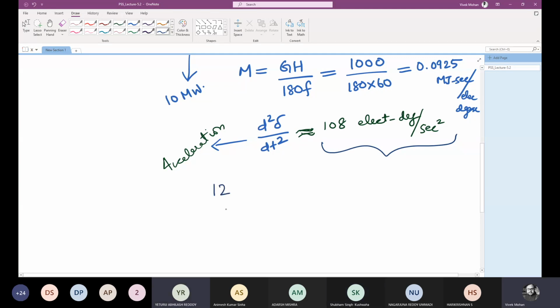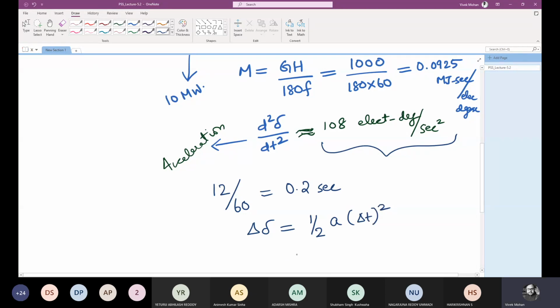12 cycles divided by 60 is equal to 0.2 seconds. So after 0.2 seconds, what is the change in delta? We have to find delta delta equals ut plus half at squared, but u is 0, so I am taking this as half a into delta t squared.